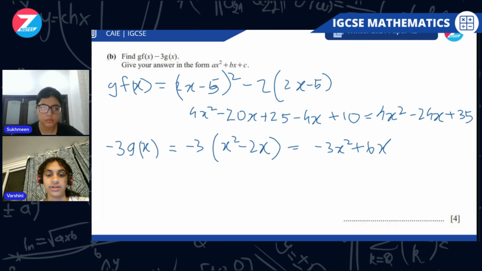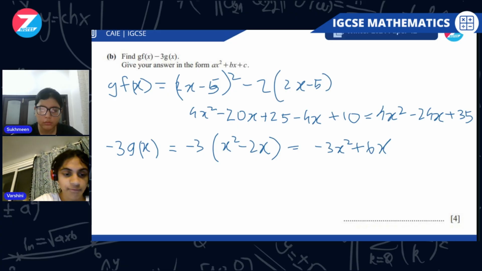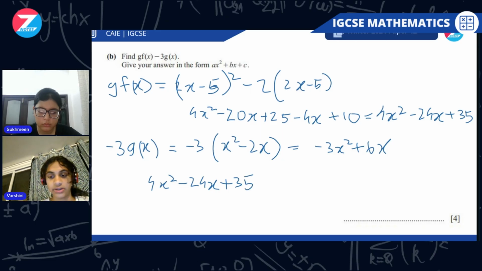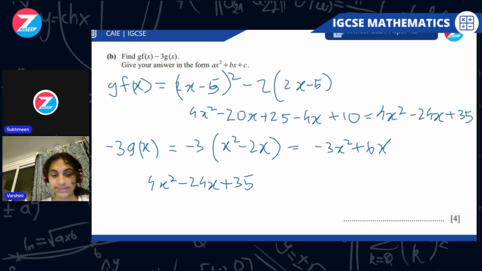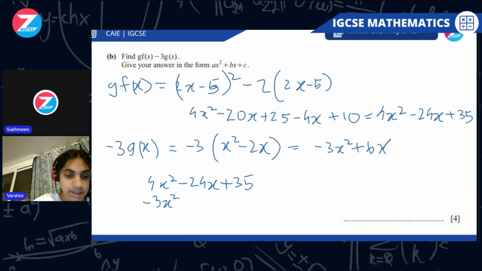Now we need to add both of these terms, both of these equations, to give what they want. So we're going to do 4x squared minus 24x plus 35. And down here, we're going to align the like terms, so it'll be easier for us to add it. So over here, it's going to be minus 3x squared plus 6x. And over here, there is no term, so we can just write it as 0.